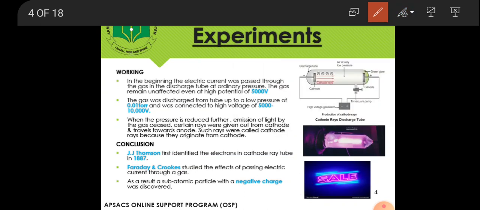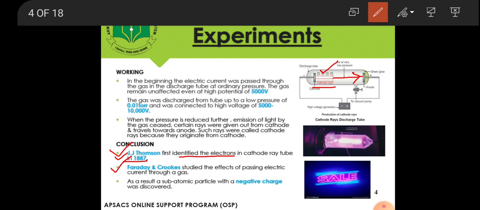So, what were the conclusions? J.J. Thomson was the first scientist who identified the cathode rays. These cathode rays are the electrons that are negatively charged, and these electrons move towards the positively charged anode. So J.J. Thomson was the first scientist who identified the electrons in the cathode ray tube in 1887.